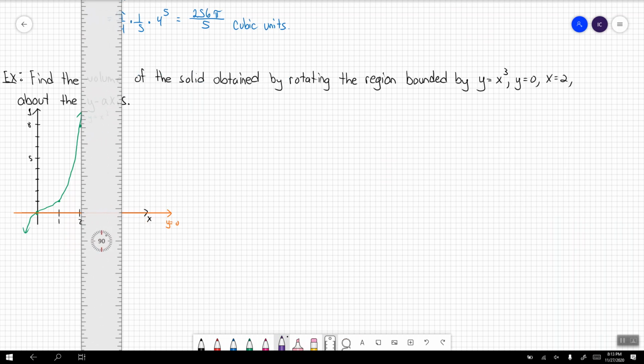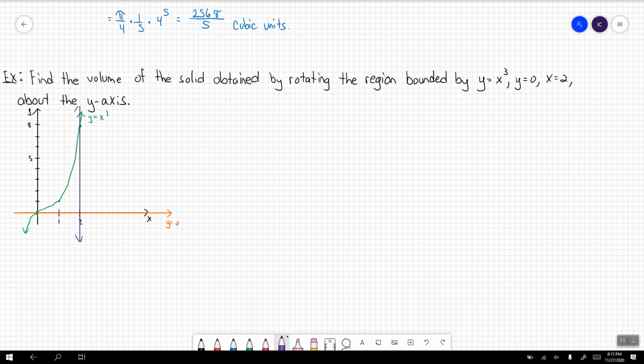And so again, what we want to do is find this region that is bounded by the curves that are given to us. So the region that is bounded by the curves that are given to us is this region right in here. That's the region that we're going to be rotating about the y-axis. So let's take some time and start rotating that region about the y-axis.